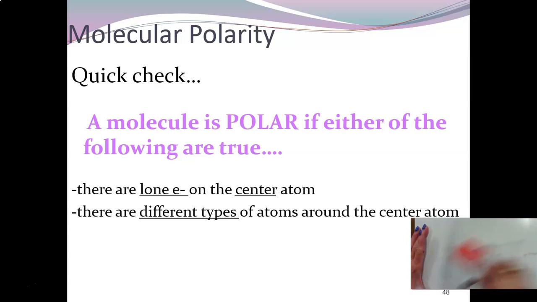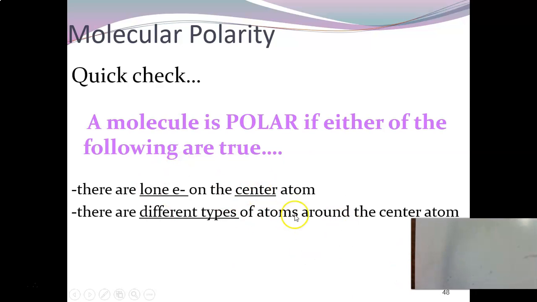I'll give you an example of one that was not. There we go. Carbon, hydrogen, hydrogen, hydrogen, hydrogen. So in this case, neither one of those checks would apply. This is a nonpolar molecule. Why? Because there are no lone pairs on that center atom, nor are there different things bonded to the center atom. They're all hydrogens. Okay, so this would be a nonpolar molecule as opposed to a polar molecule.